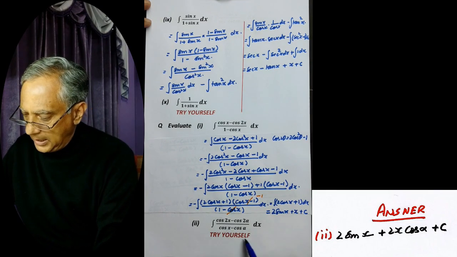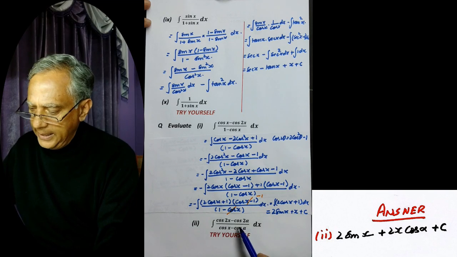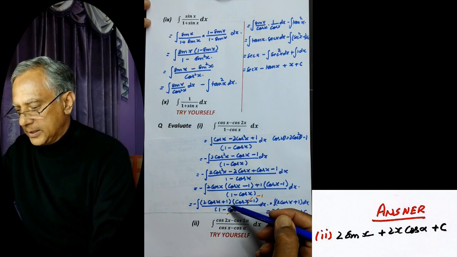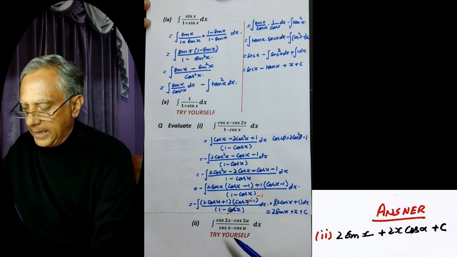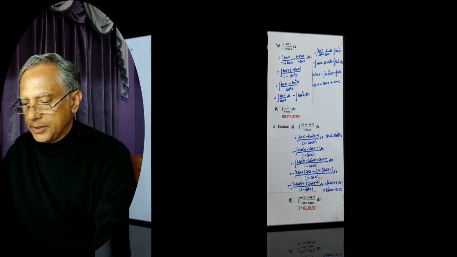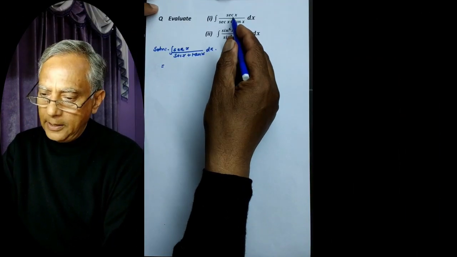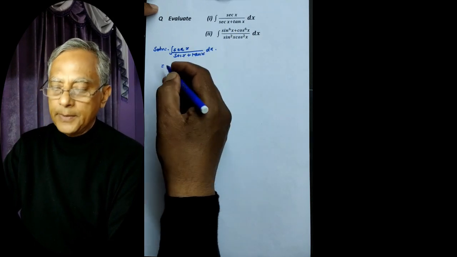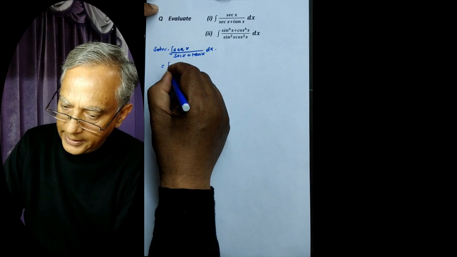And on similar lines, you can try this question. As we did in this example, you can try on similar lines this question. Now next is the integral of secant x over secant x plus tangent x. Now this is equal to integral.